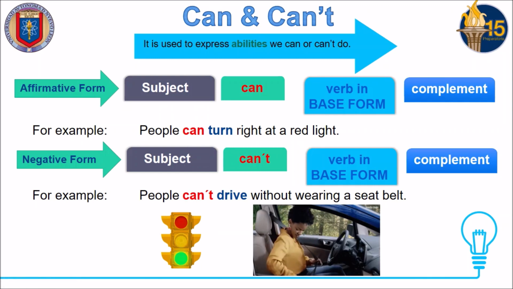In the negative form, you have the subject, you have can't, so this is the difference. You continue using the base form and the complement. So people can't drive without wearing a seatbelt. This is something that you need to do. That's why people can't drive without the seatbelt.